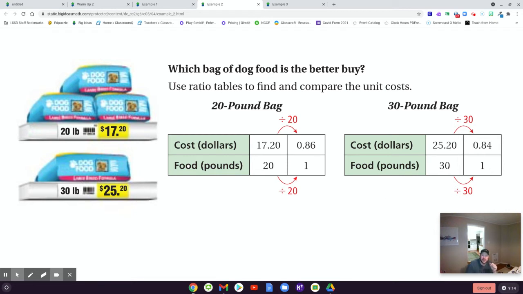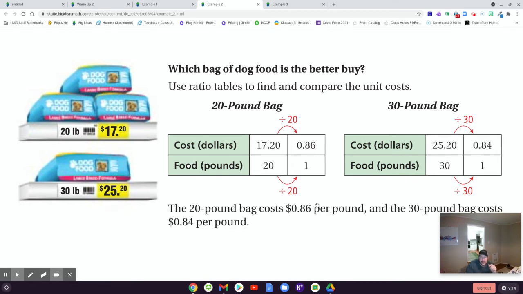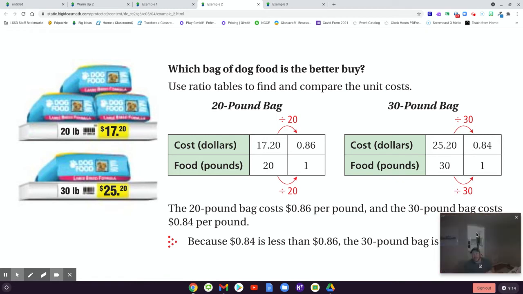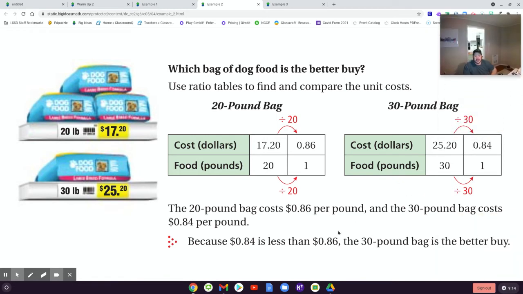So clearly the 30-pound bag is slightly cheaper by 2 cents per pound. Okay, so now this is one way of solving this. Not always the easiest way. Another way you could have done this, hopefully stick with me, see if this makes sense.